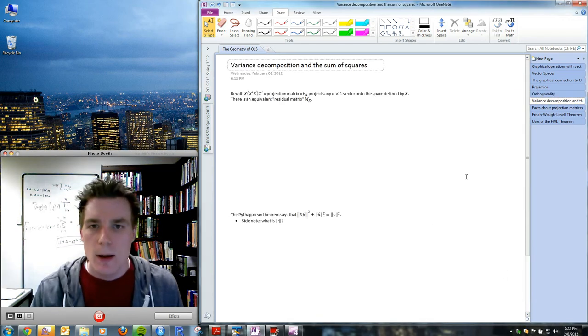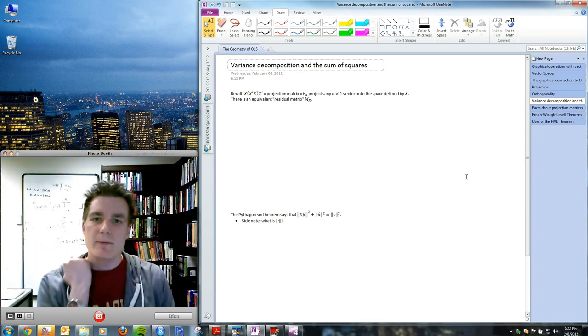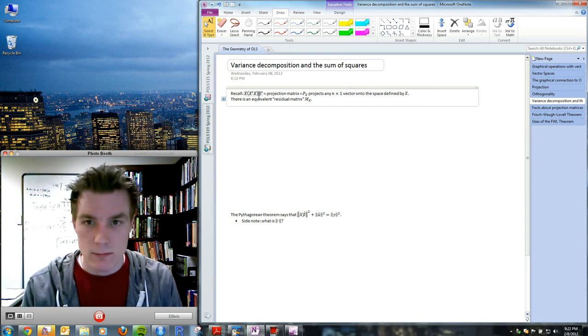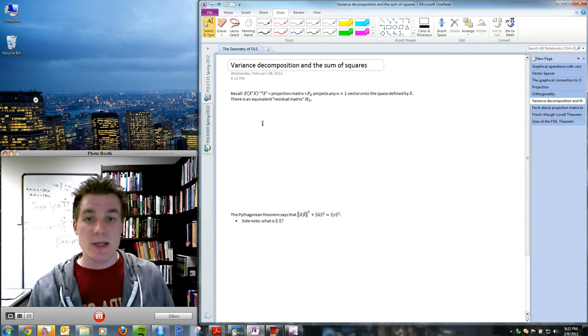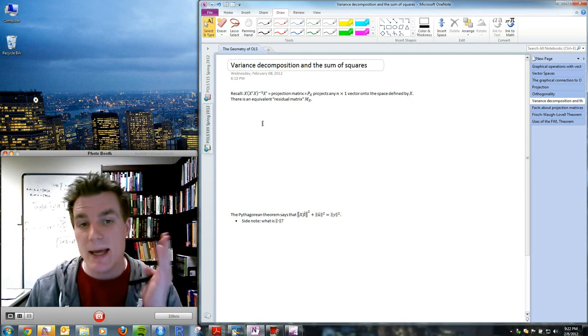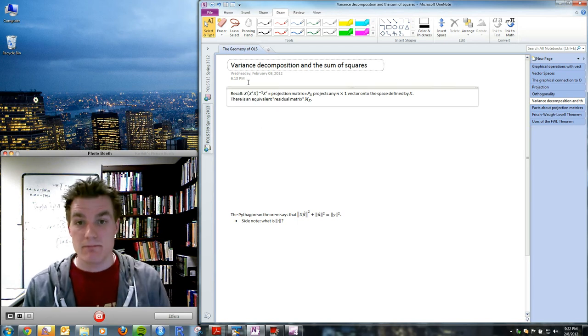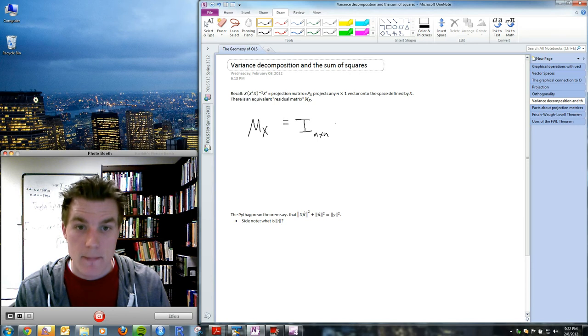Okay. So let's talk a little bit about variance decomposition in the sum of squares. All right, recall that x transpose x inverse, x transpose equals the projection matrix Px, which projects any n by 1 vector into the space defined by x. There is first an equivalent residual matrix Mx. Let's talk about that a little bit. So Mx is I, n by n, minus P, which we've already discovered is n by n.